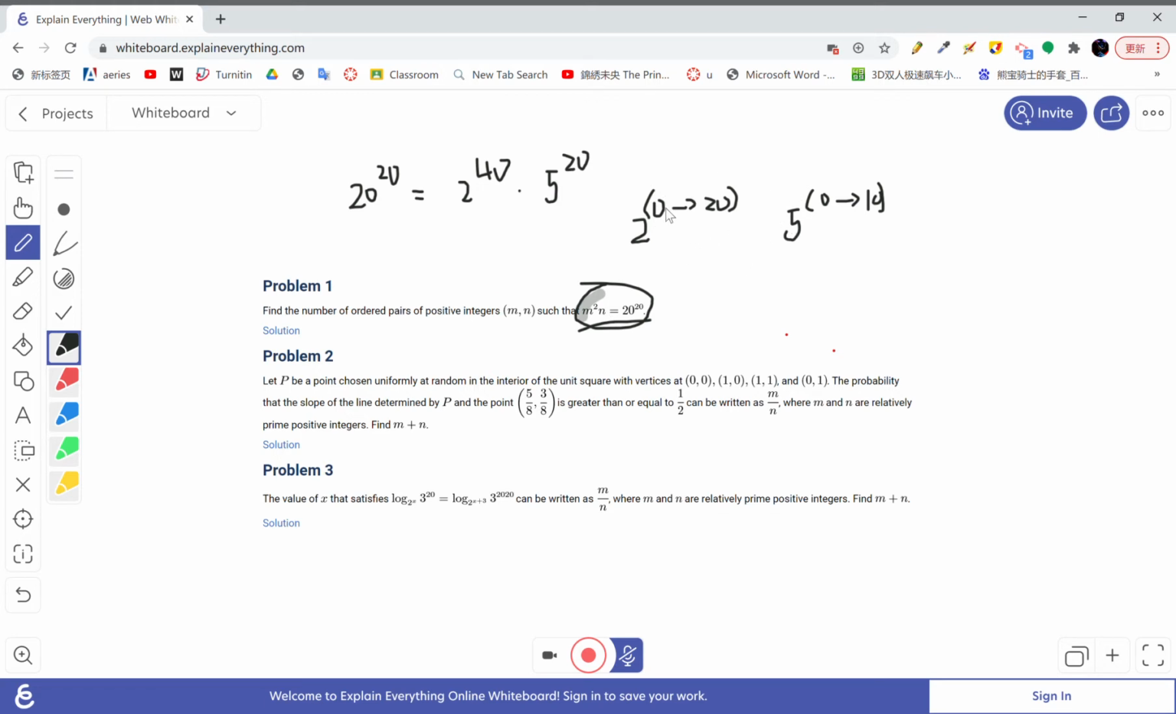So there will be 21 choices for 2, and there will be 11 choices for 5, which means there will be 231 positive ordered pairs.